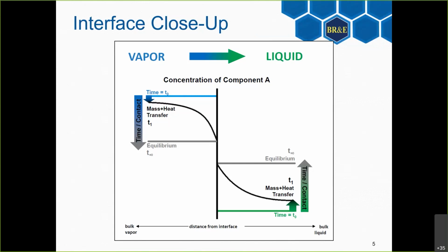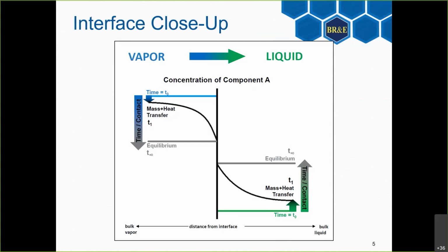This is what we assume for the ideal stage model. In reality, since we don't have unlimited amount of time, what is happening is that equilibrium is only at the interface, and then we have some concentration gradient towards bulk composition. And with mass and heat transfer model, we are able to reflect this real nature of mass transfer in distillation columns. The same applies for the temperatures.